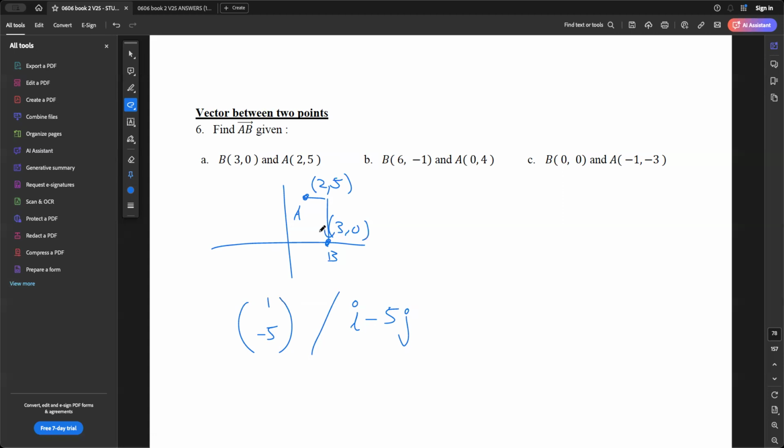Then now we talk about the calculation. What's the formula for you to get from A to B? OB. Okay, wait, I don't do it this way, but what's your method again? Is it correct? OB minus OA.